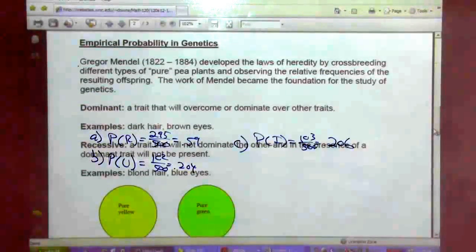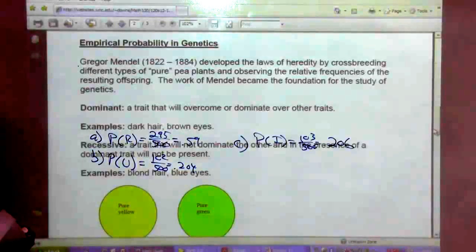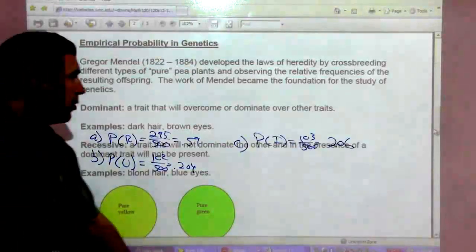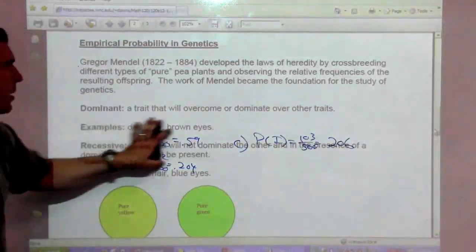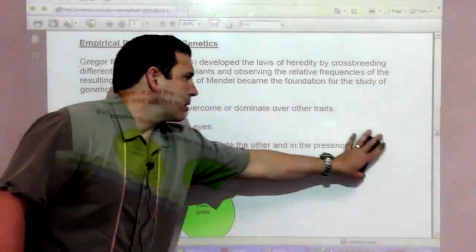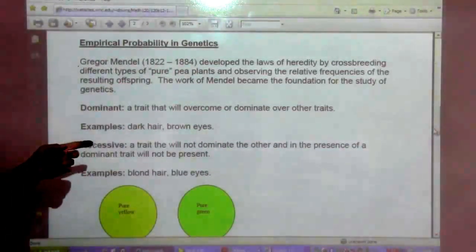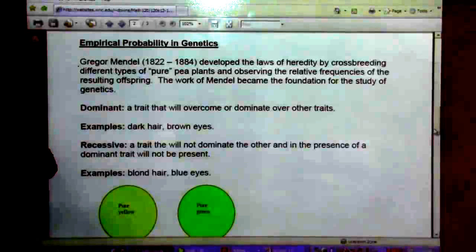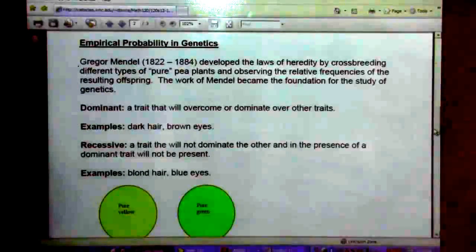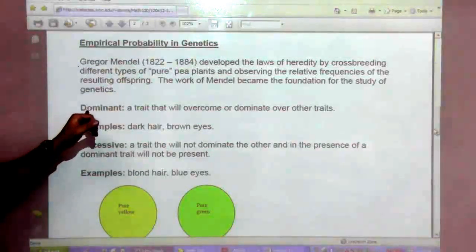Empirical probability. Gregor Mendel, 1822 to 1884, developed the laws of heredity by crossbreeding different types of pure pea plants. It says pure in parentheses in quotes, meaning they weren't necessarily pure, but what appeared to be pure, and observing the relative frequencies of resulting offspring. The work of Mendel became the foundation for the study of genetics.